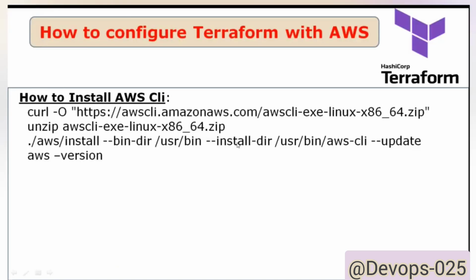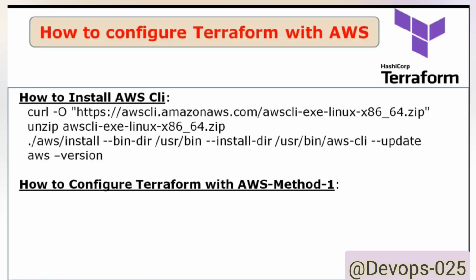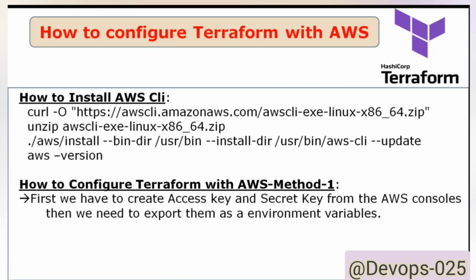So after this, what we have to do is configure Terraform with AWS. There are 2 ways we can configure. The first method we can discuss now. The first method is we need to create the secret key and access key from the AWS console. Then we need to export them as environment variables. Like, if you want to export an environment variable, for example, for my home: export HOME=/home/ubuntu.